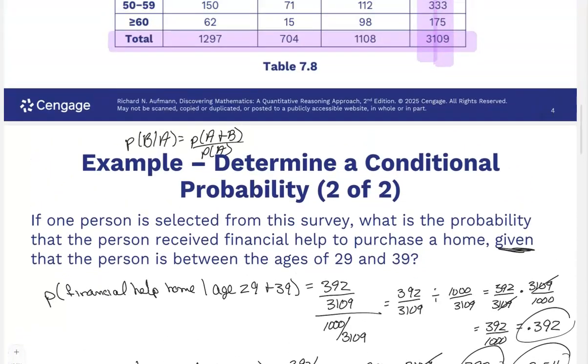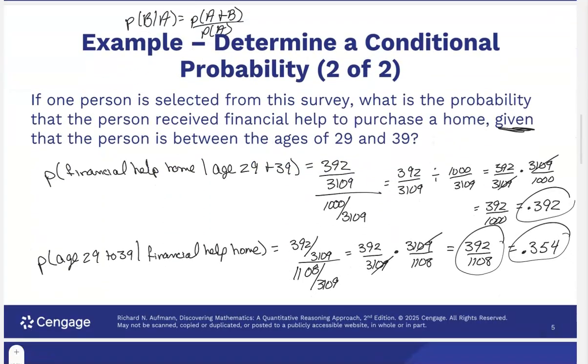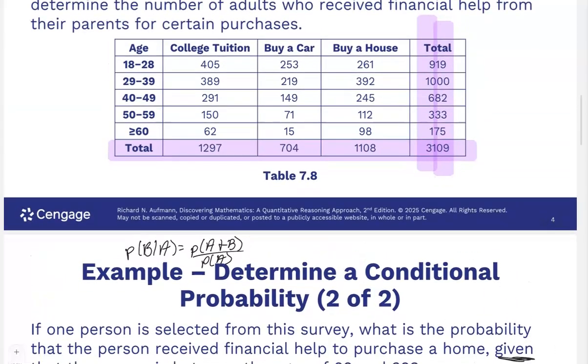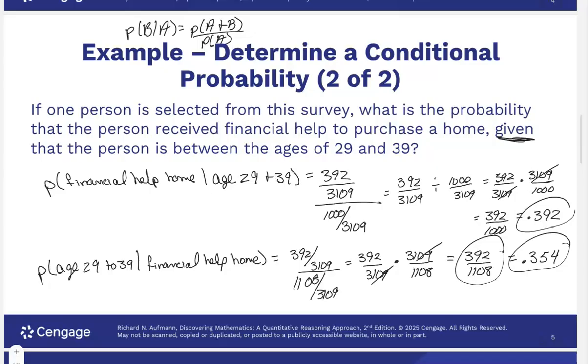What's nice with the contingency table is that there's a little shortcut that we could use. Let's think about what this is actually talking about. Going back to the first one, the probability that they receive financial help on their home given that they were age 29 to 39. What this is saying is, out of the 29 to 39, out of your 1,000, how many received help buying a house? Well, it's 392. So you can see how that ended up being 392 out of 1,000. You could use this shortcut only if you have a contingency table.